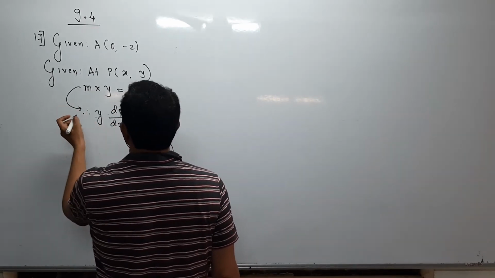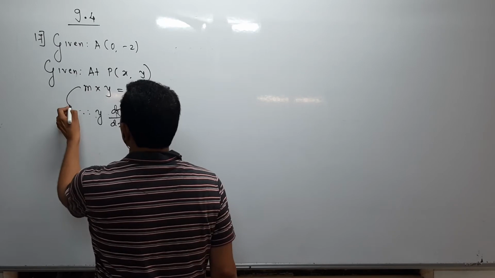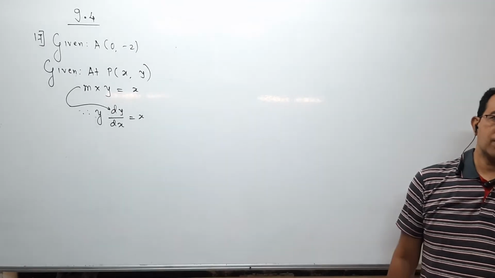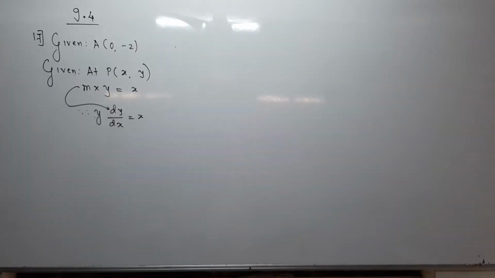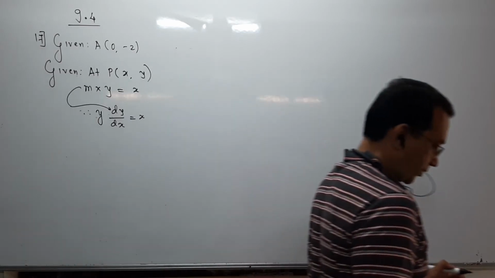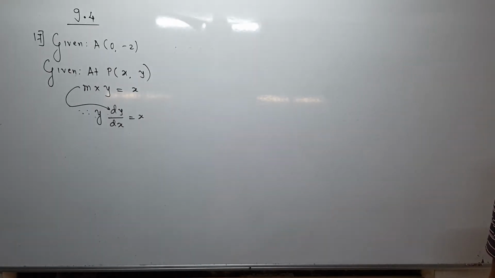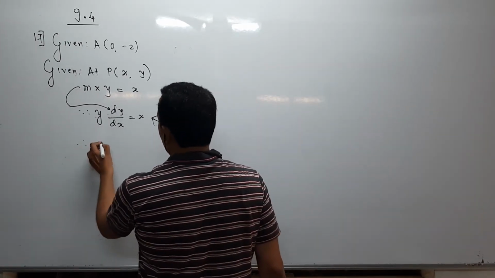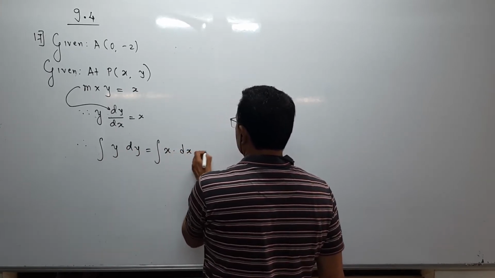This you will study students in chapter number 6. That geometrical interpretation of slope is nothing but dy by dx. So let us collect the given data. At any given point, 0, minus 2 is the given point. At any point P(x, y) on the curve, the product of slope, which is m, and that is dy by dx into y coordinate is equal to x coordinate of the point of contact. Therefore, the variable separable form will be y dy is equal to integration x dx plus c.